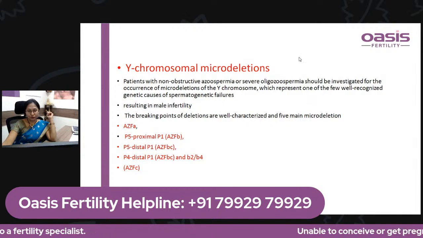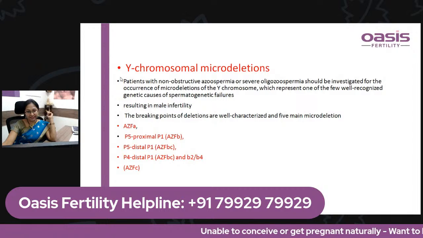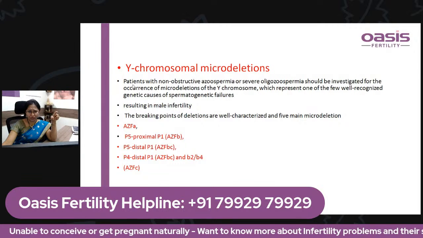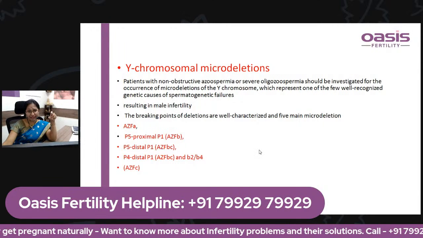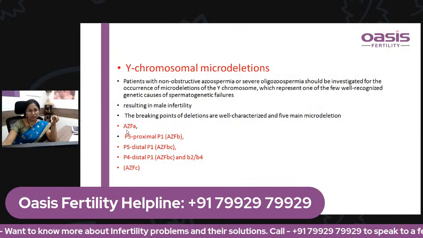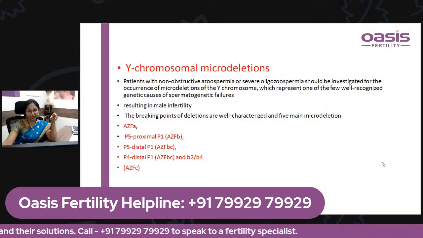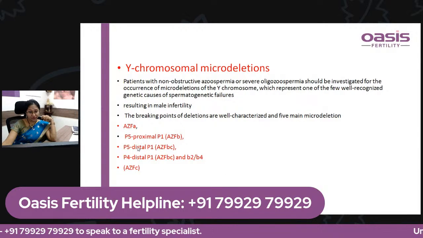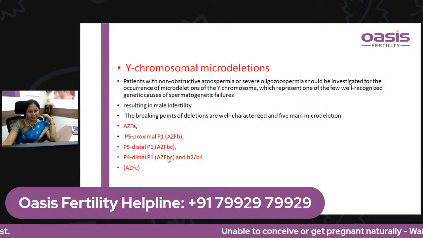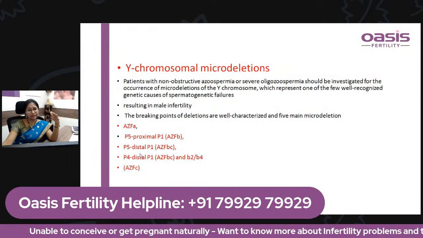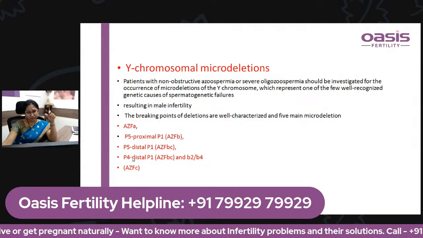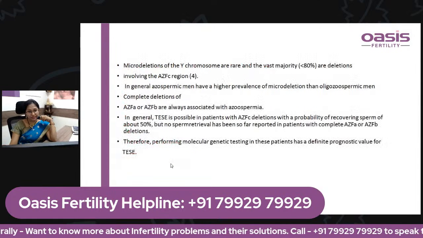The other one is the Y chromosome microdeletion. This Y chromosome is mainly related to the male person, so any alterations or deletions in this Y chromosome matter. What we observe is that the breaking points of the deletions are well characterized at five main microdeletions. One is AZFa, AZFb, and AZFc. Sorry, AZFb, in this again b2, b4, and AZFc. So these are all the main five breaking points in the Y chromosome microdeletions.